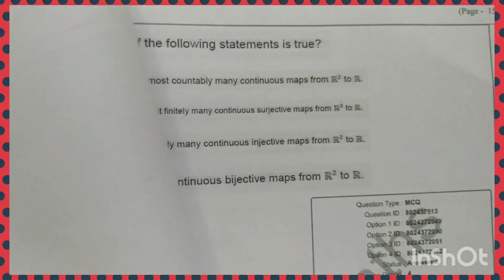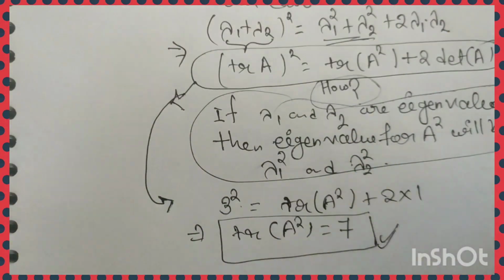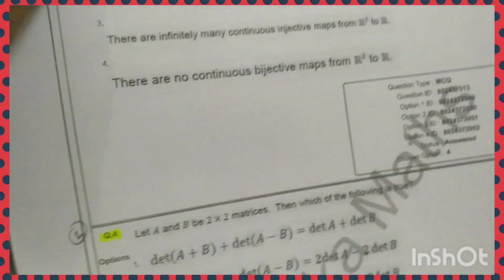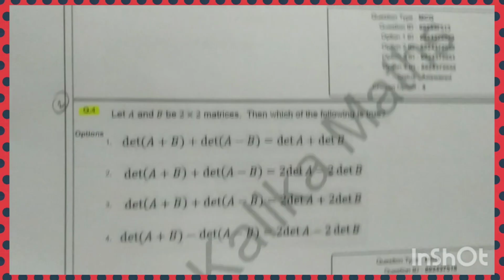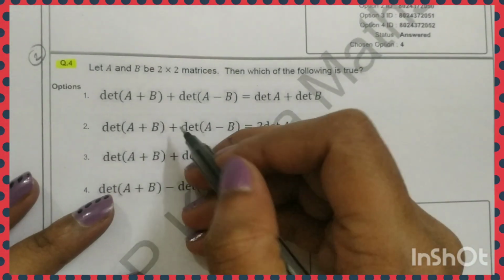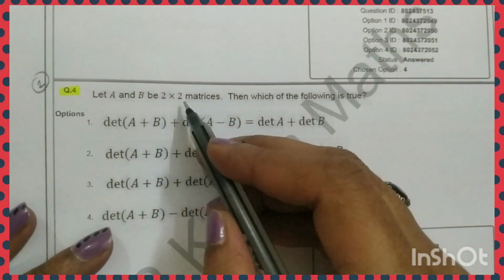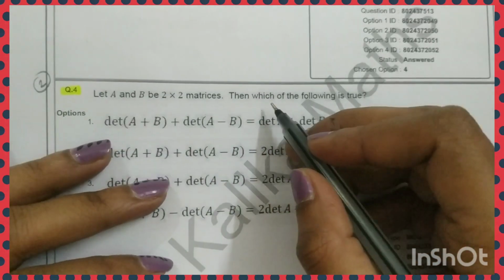So let us try to do another question. So here I am trying to solve an algebra question. Algebra question means the linear plus abstract. Okay, so I will try to solve a linear algebra plus abstract algebra question. So see, question number 4. So what is our question number 4? Here let A and B be 2 by 2 matrices, then which of the following is true.